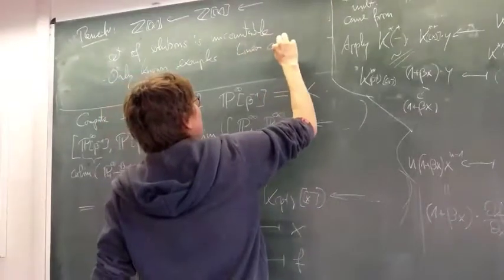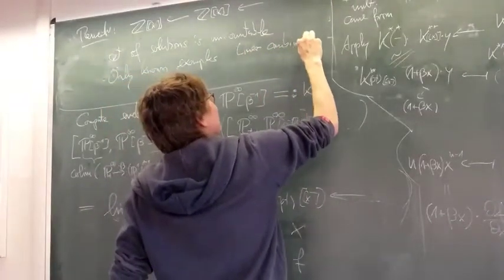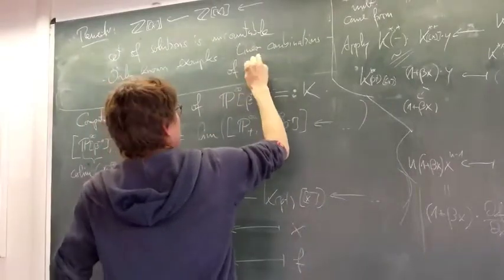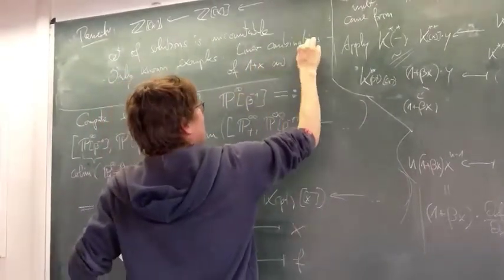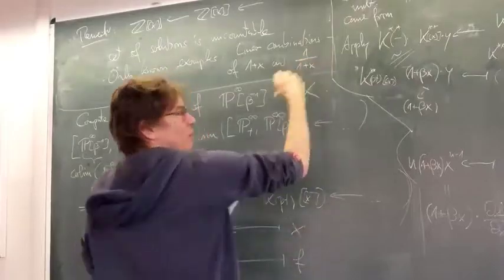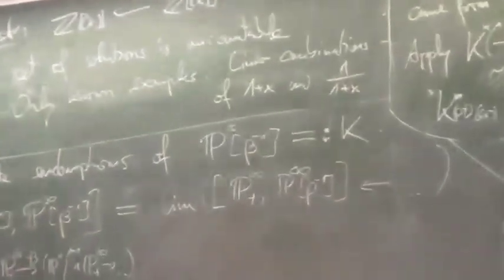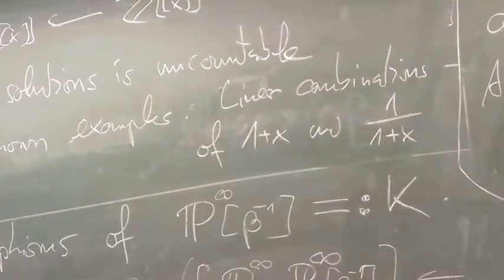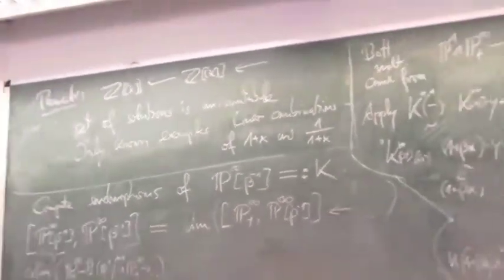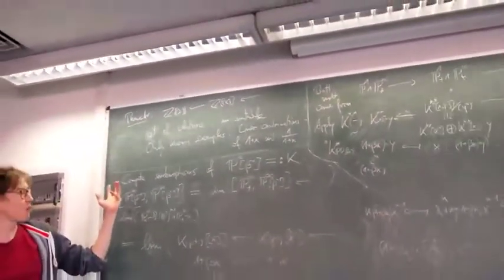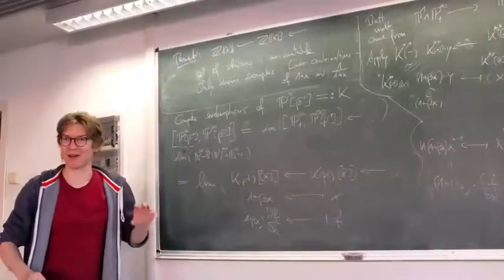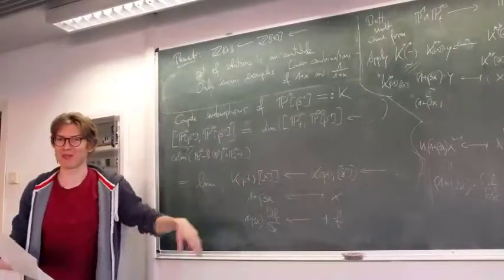Exactly. Linear combinations at the end of that, of 1 plus x and 1 over 1 plus x, seems a power series. Why is that? Geometric series trick. You can check that these two are solutions that you want. Formula, that's all. But we know there must be uncountably many by some K-theoretic topological consideration, somehow how many morphisms this trick must have.